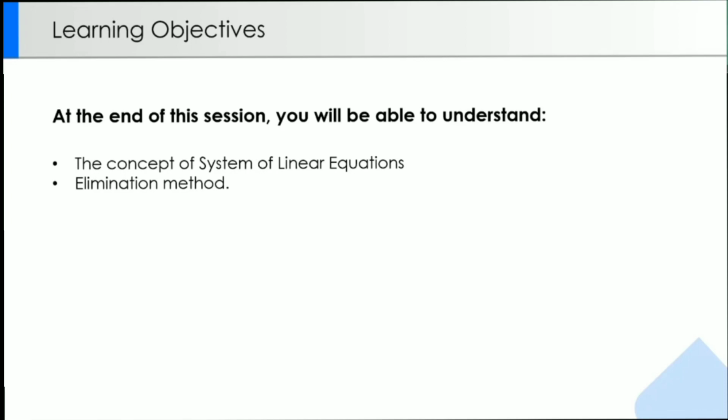So first of all, let us have a look at what you will be getting at the end of the session. You will be able to understand the concept of a system of linear equations and the elimination method. Now let us start our discussion with what the elimination method is, like we did yesterday with the substitution method.